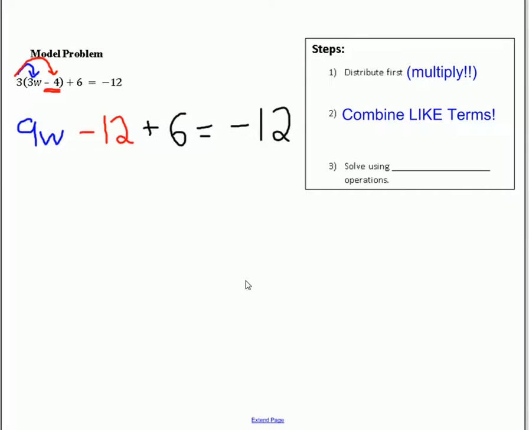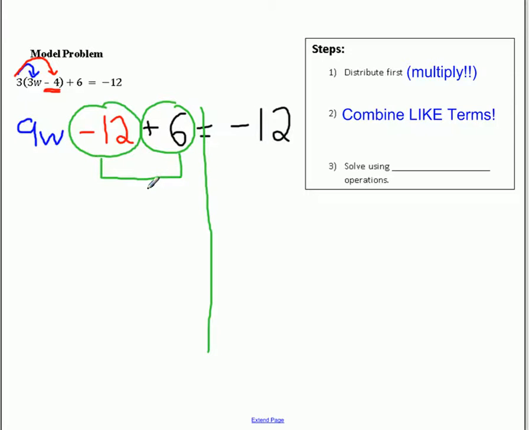On one side of my equal sign, there are terms that I can combine. I'm going to draw my line down because I know I'm going to have to do that eventually. What is a like on this side that I can combine? Nothing else on this side has a W. So 9W cannot combine with anything else. But I can combine negative 12 and I can combine positive 6.